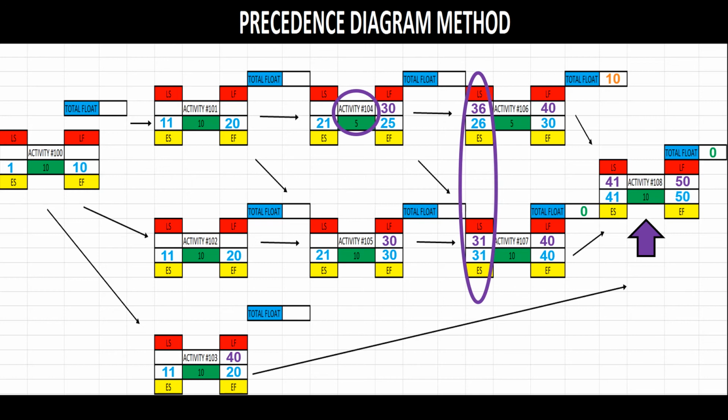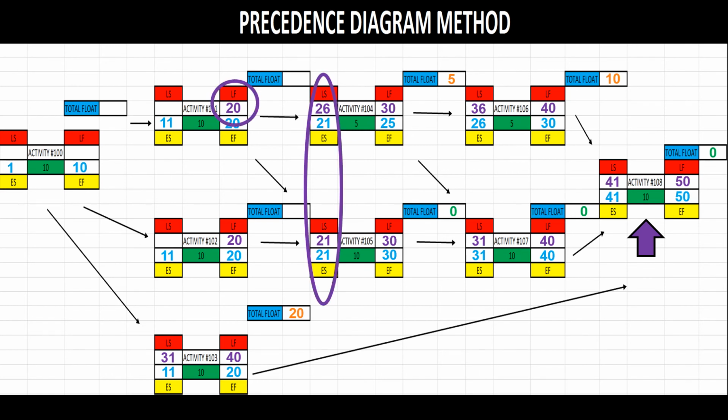If we know 107 is on the critical path, that means 104 must finish on the 30th day, not the 36th. In the forward pass, we take the larger number, but in the backwards pass, we take the smaller number. This is also true for activity 101. We take the smaller number, 20, and then between activities 101, 102, and 103, we take the smallest number back into activity 100.